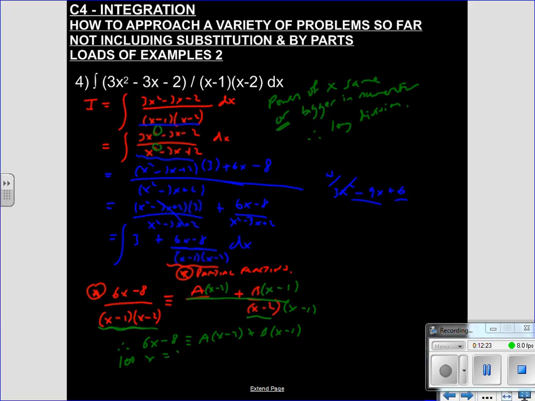Let x equal 2 to get rid of this bracket here. So therefore 6 times 2 is 12, minus 8 is 4. That one's gone, and therefore you're left with B. Also, let's let x equal 1. So going through quickly now, minus 2 is minus A, so therefore A is 2.